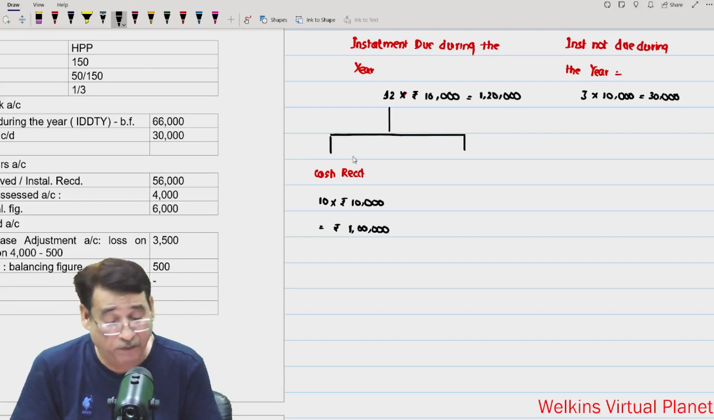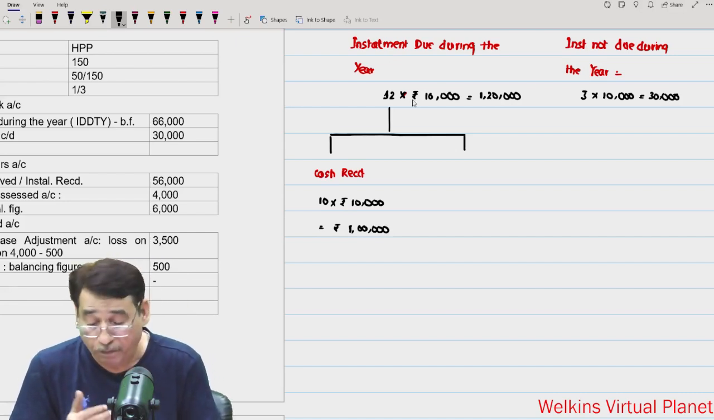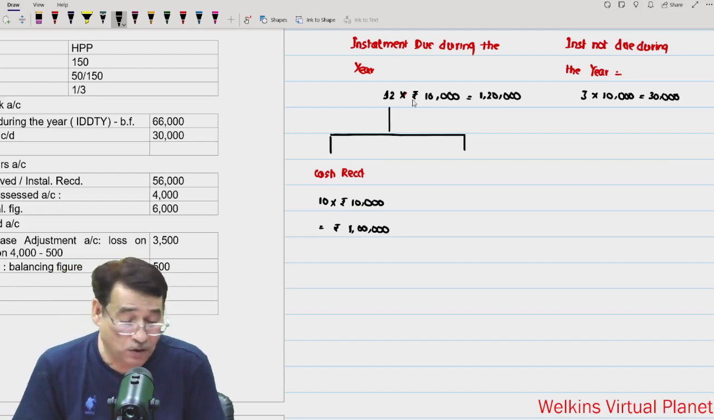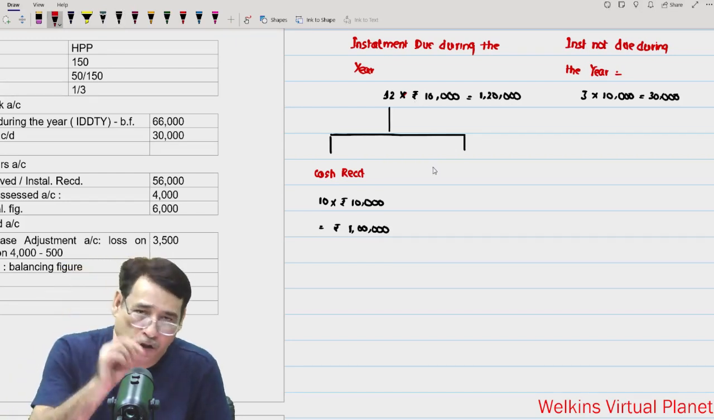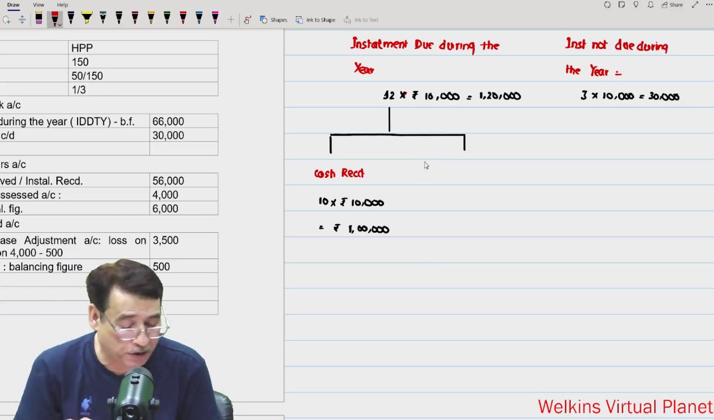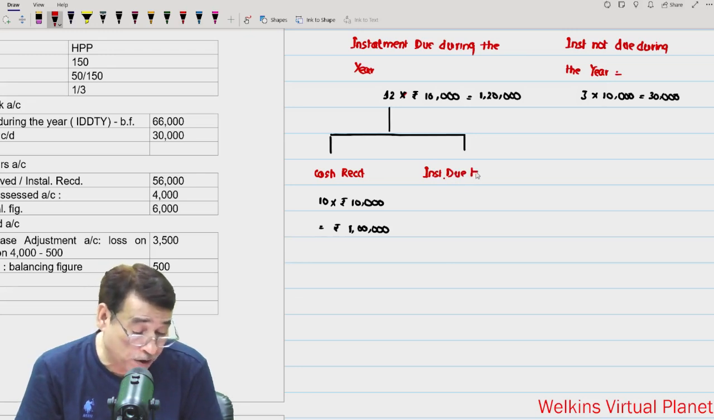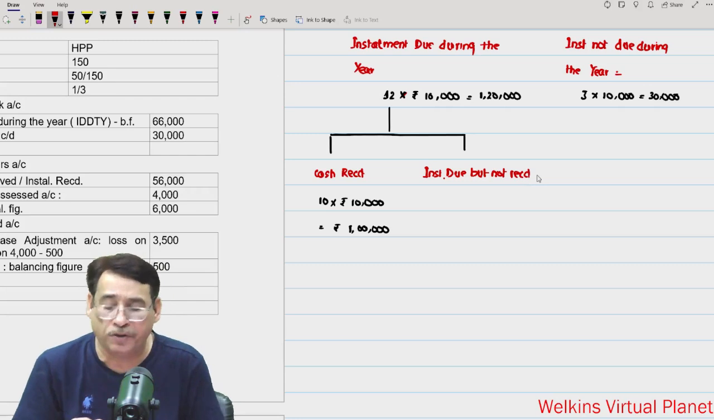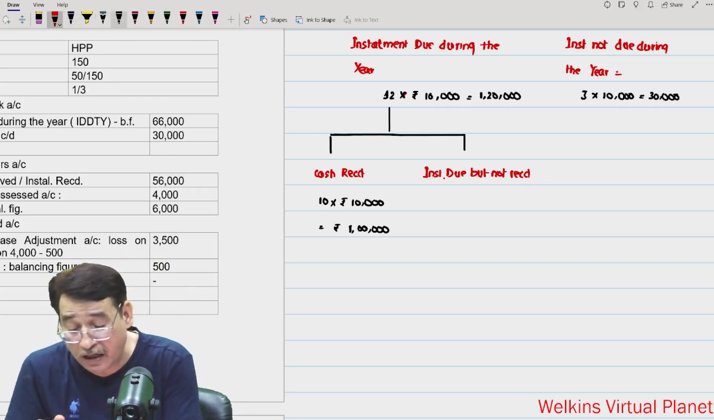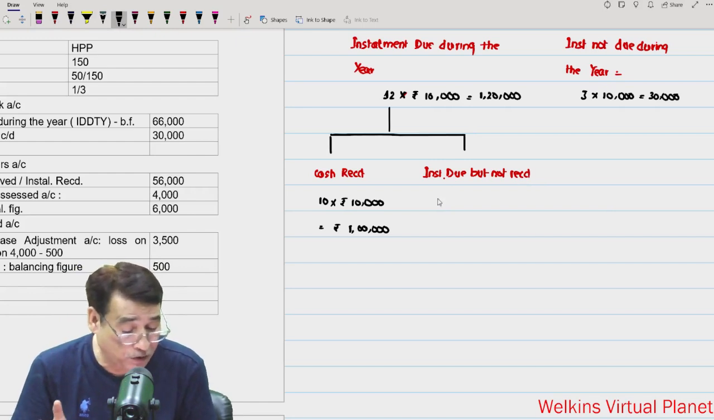Installments due during the year were 12. Out of that, 10 received and 2 installments not received. So installments which were due during the year but not received will be termed as installment due but not received. What does it show? It shows directly or indirectly, first of all, let me write the amount. 2 installments were due but could not be received, 20,000 rupees.